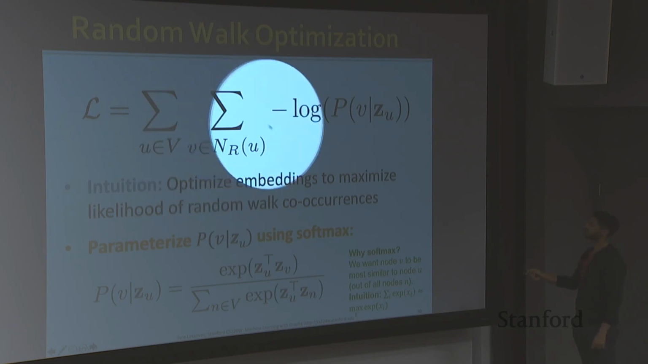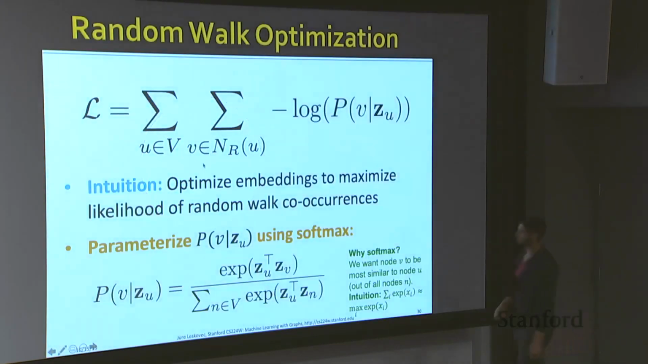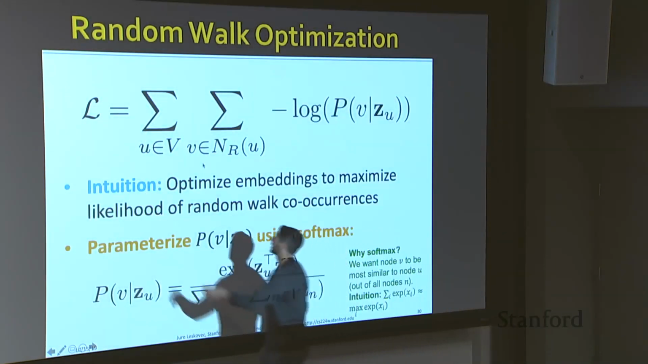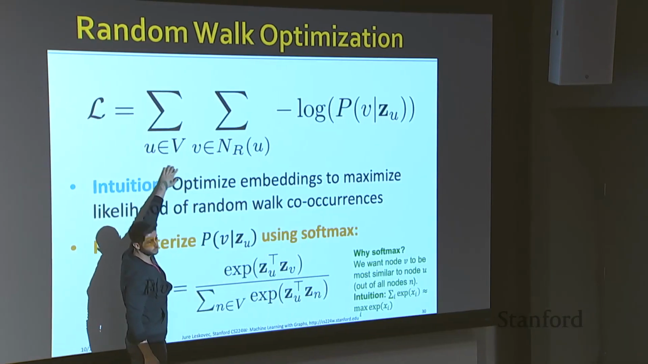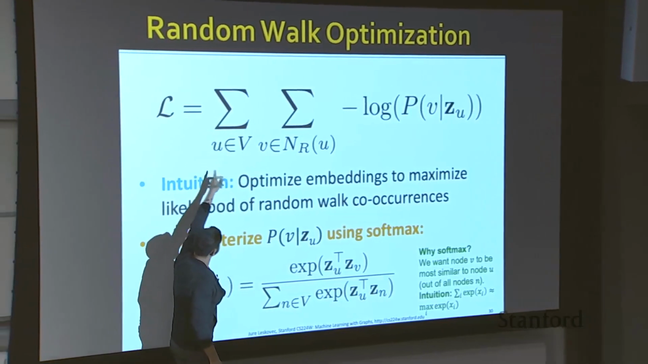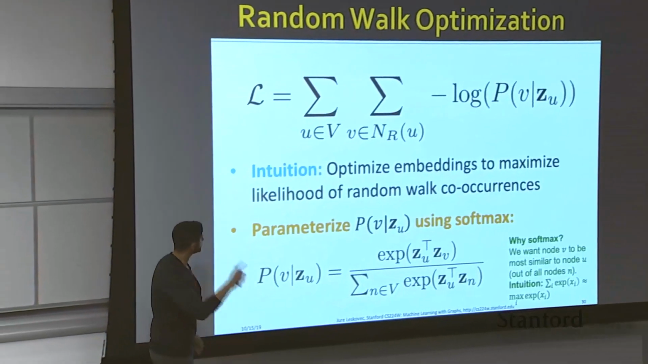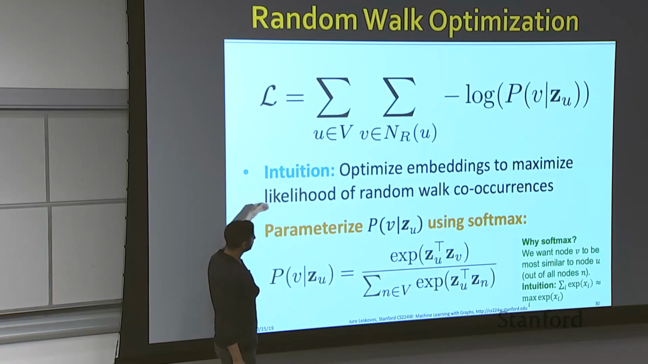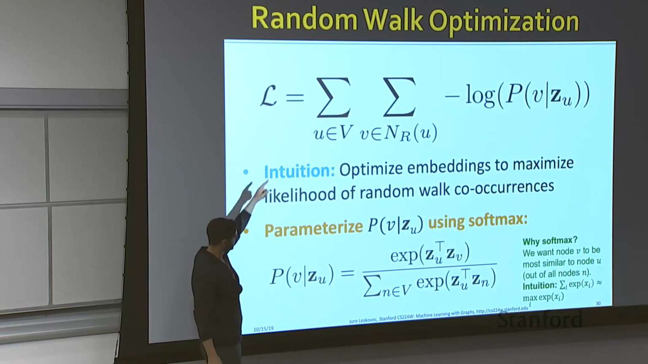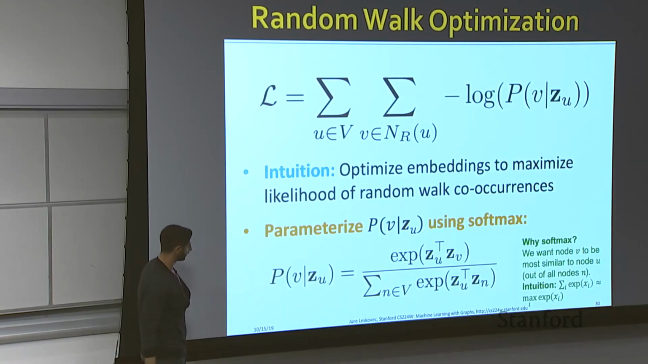So this is the inner summation, the inner loop. And then we're also going to have to do this for each node in our graph, okay? So this is the vertex set of our graph, okay? So we're going to be doing this for each single node in our graph. And so once again, we're optimizing the embeddings to maximize that log likelihood, right?